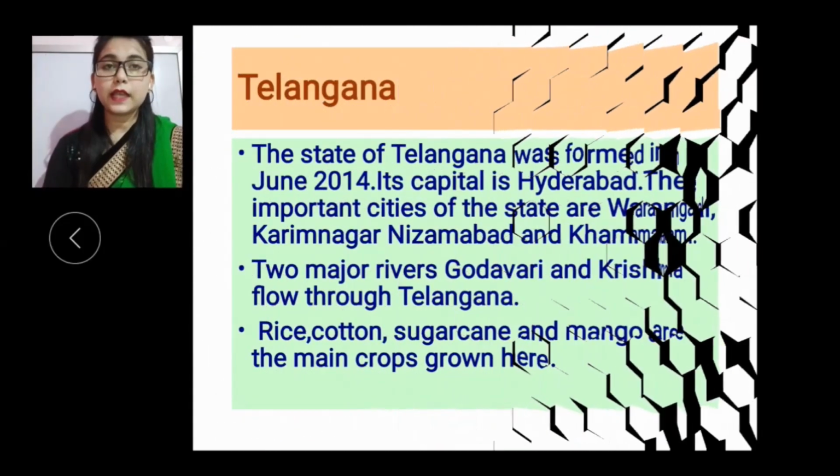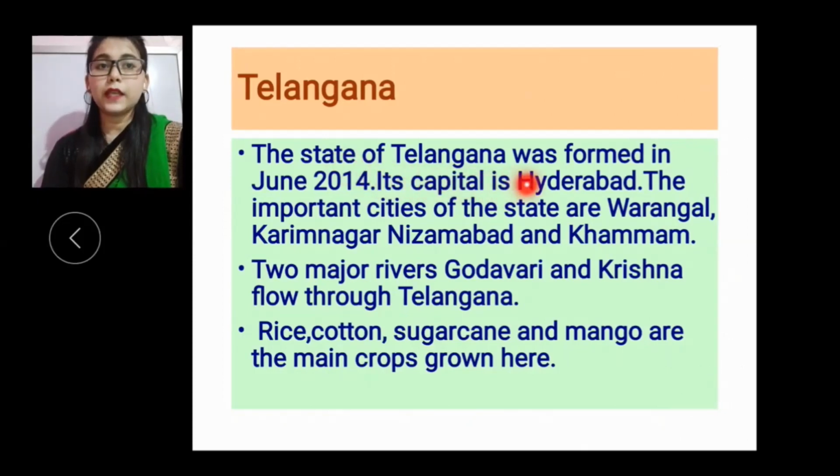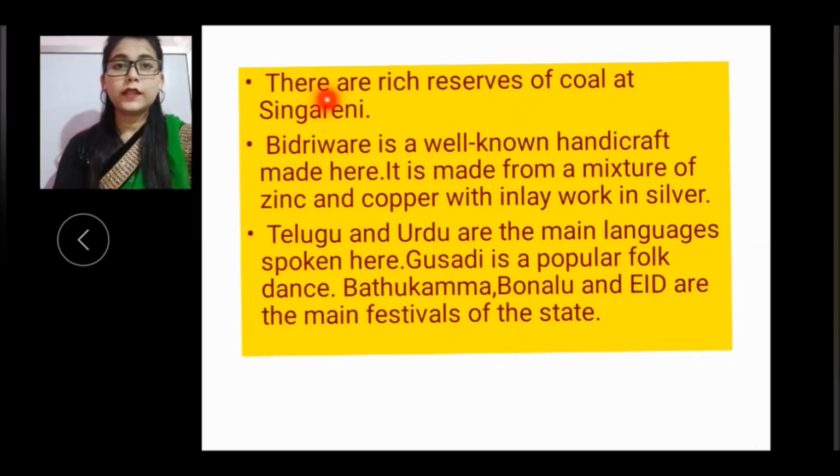The next is Telangana. The state of Telangana was formed in June 2014. Its capital is Hyderabad. The important cities of the state are Warangal, Karimnagar, Nizamabad and Khammam. Two major rivers, Godavari and Krishna, flow through Telangana. Rice, cotton, sugarcane and mango are the main crops grown here. There are rich reserves of coal at Singareni.